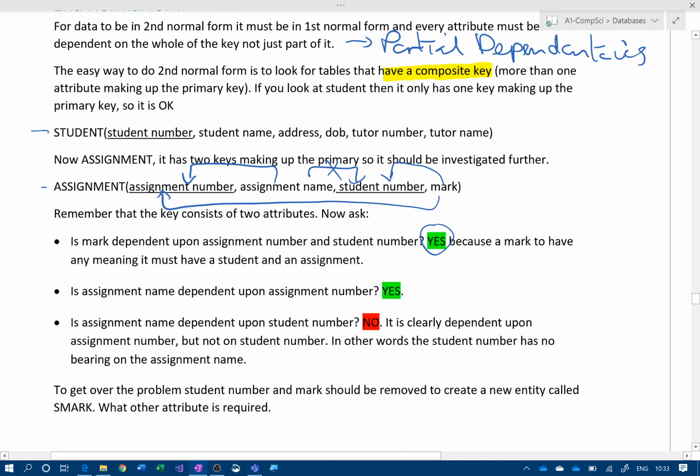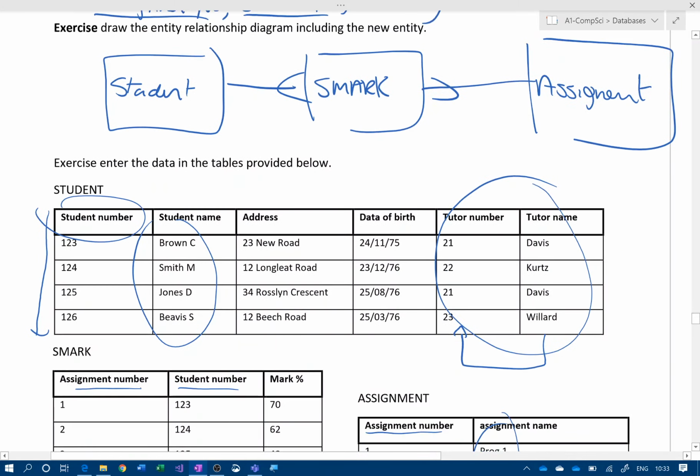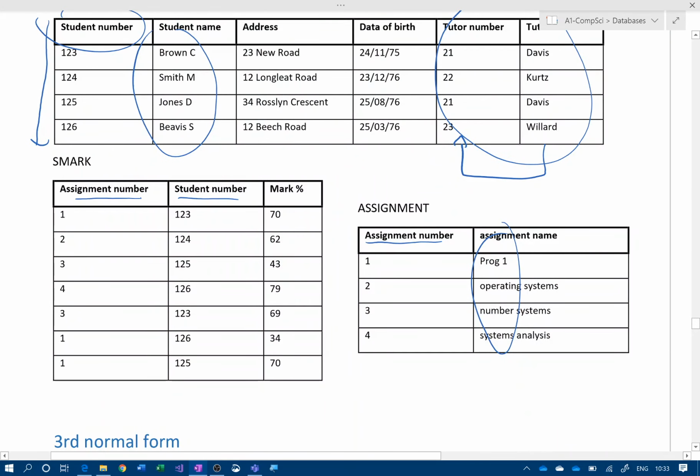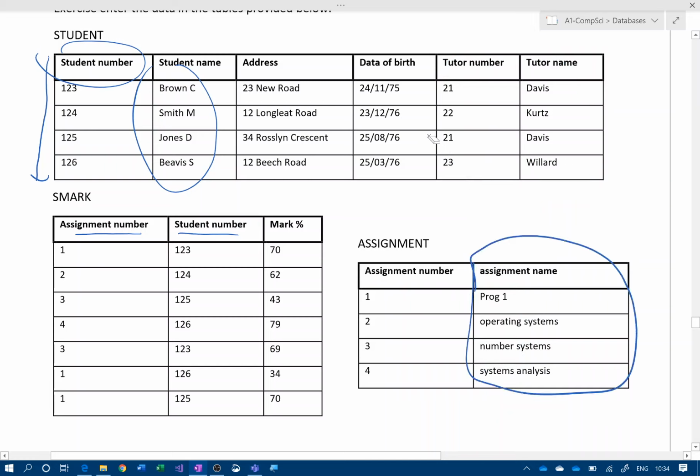So assignment will just be left with assignment number and assignment name, and then we break out a new table called S-mark, or student mark, and probably best look at it down here. We have assignment number, student number, and the mark percent. Assignment now is looking really good. You can see here that we've not got any repeating stuff there. Let me just rub that out.